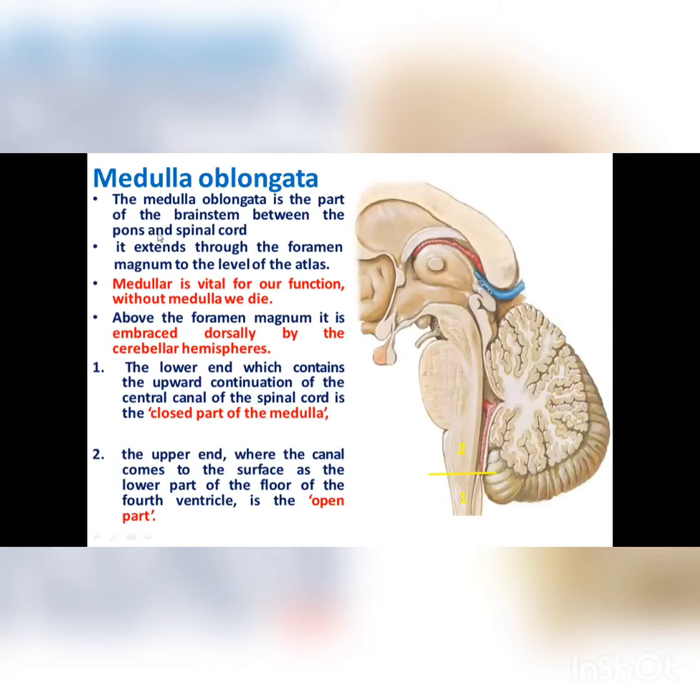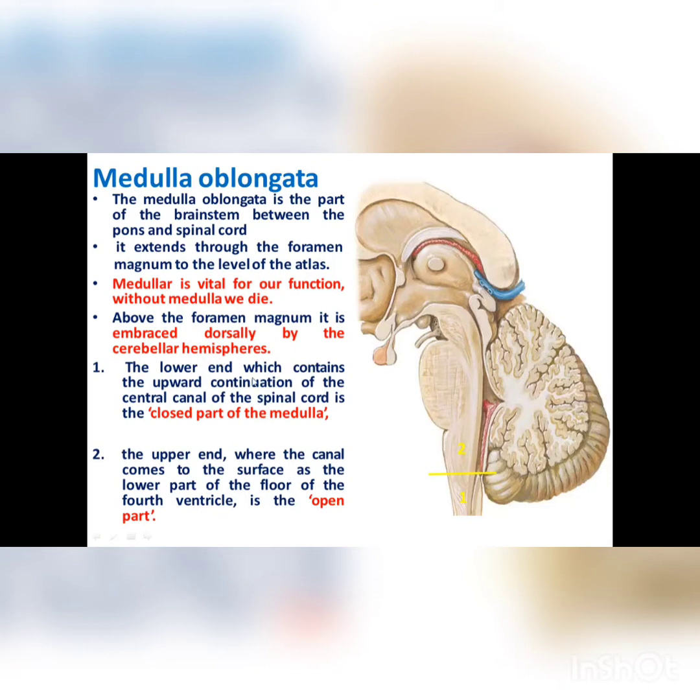Medulla oblongata is the part of the brainstem between pons and spinal cord. This is the pons and this is the spinal cord. Between these two, you have the medulla oblongata. It extends through the foramen magnum to the level of the atlas. Medulla is vital for our function. Without medulla, we die, because it has cardiac and respiratory centers. Above the foramen magnum, it is embraced dorsally by the cerebellar hemispheres.